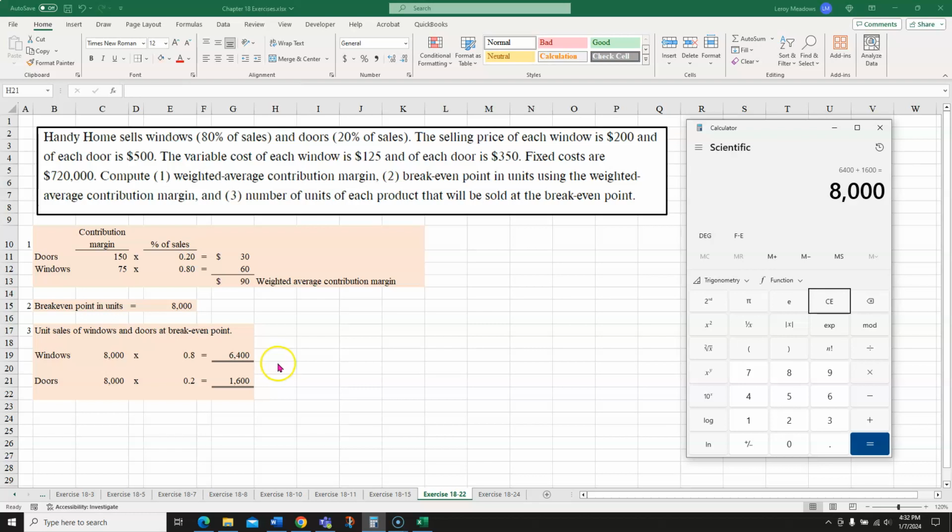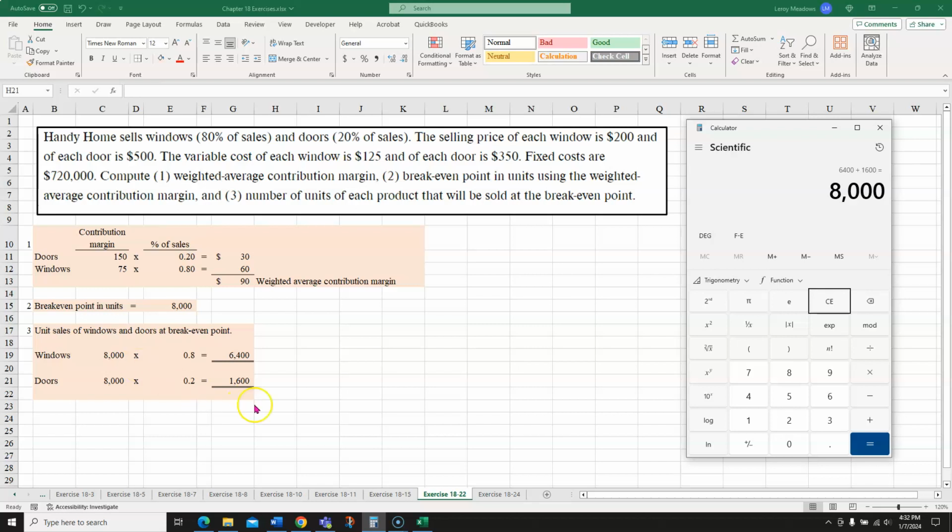We could do that with 2 products. If we have 3 products, then we would just have a third line here to calculate weighted average contribution margin, and then we would have a third product down here for the number of unit sales. If we had 4 products, and we can do it with 4 products, 5 products, 10 products, however many we need.